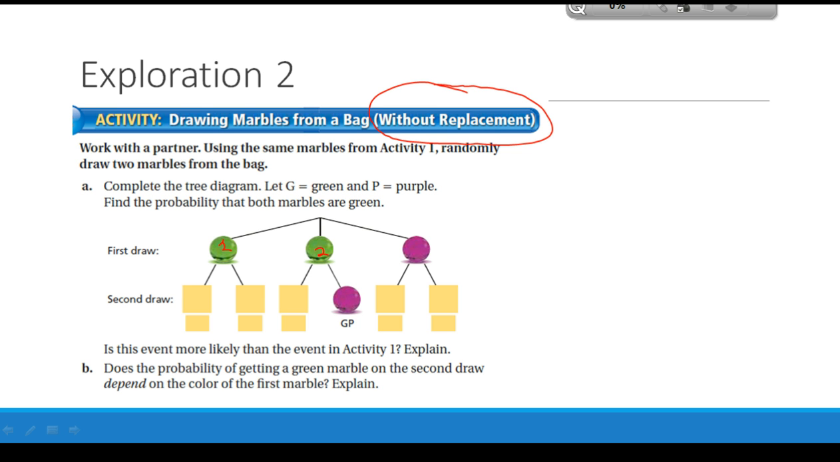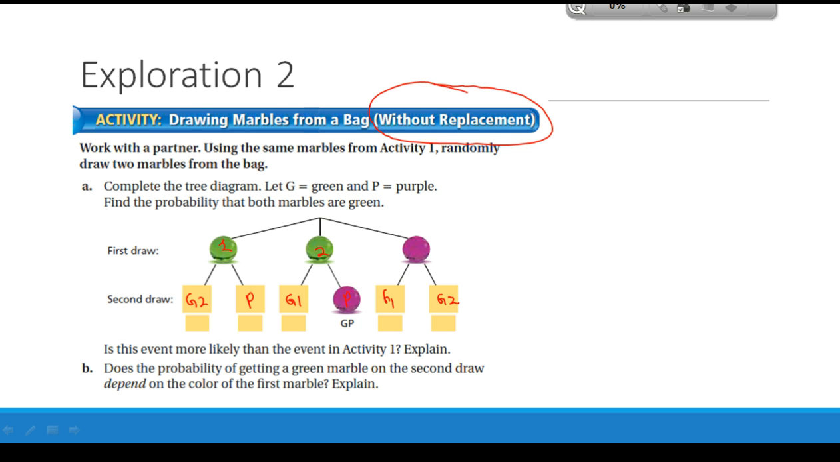Let's say I draw green 1. So green 1 is now out. So all that's left is green 2 and the purple marble. Okay, now let's say on the first draw, I drew the green 2 marble. So that means I have green 1 left and the purple marble left. Okay, let's say on the first draw I drew a purple, so that means I have green 1 and green 2 left.